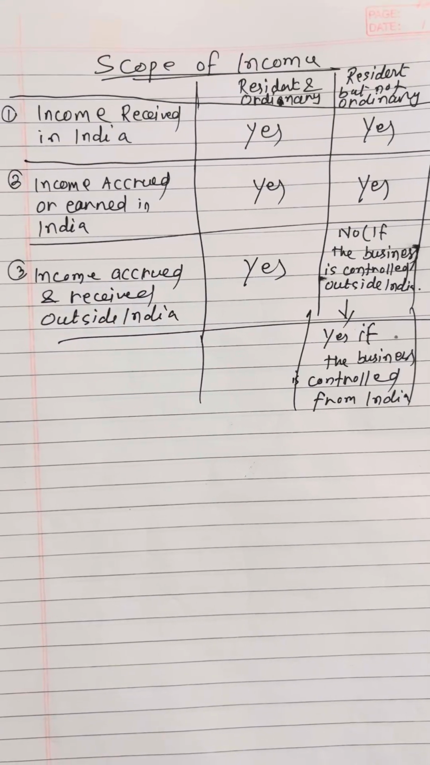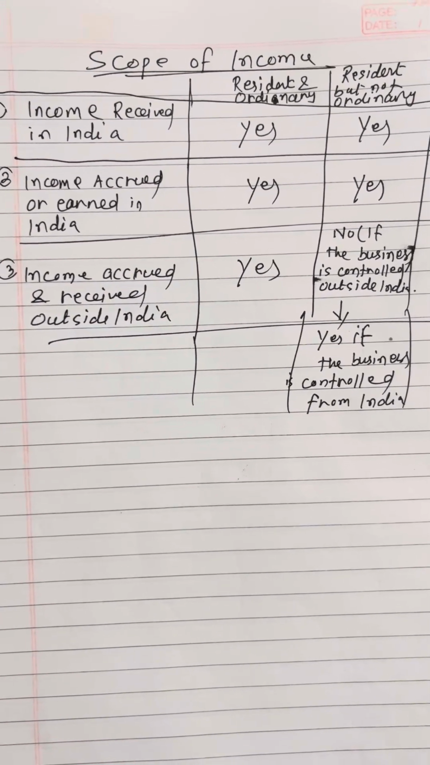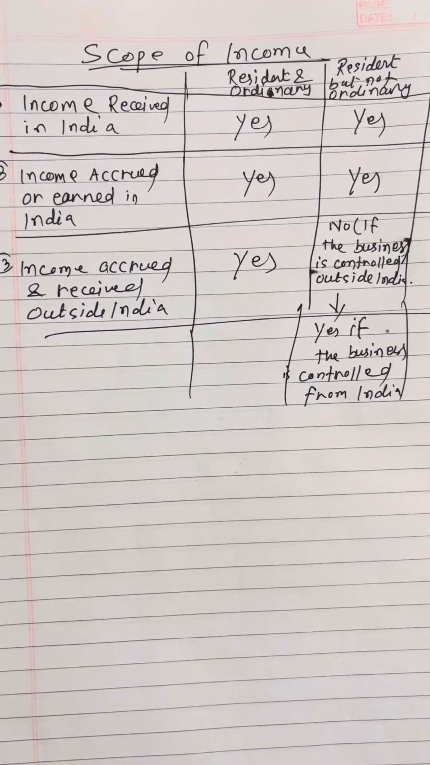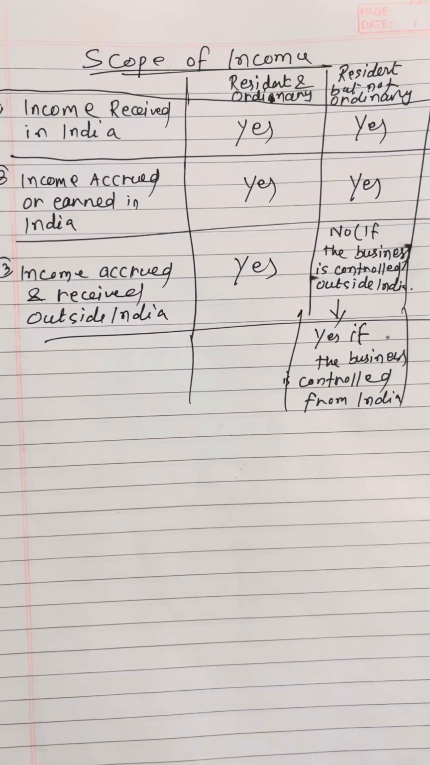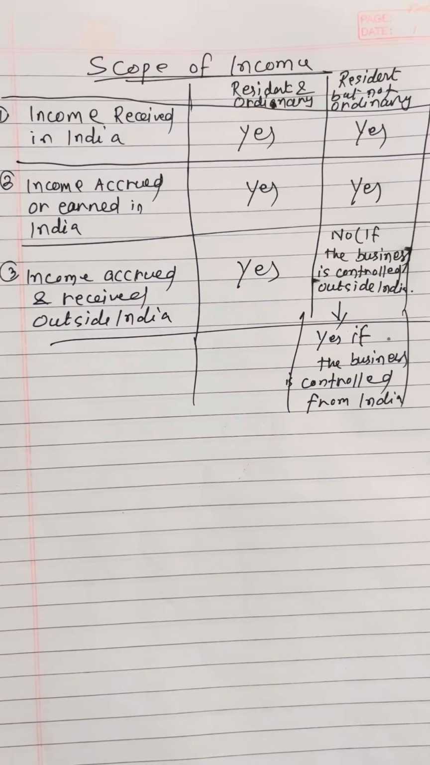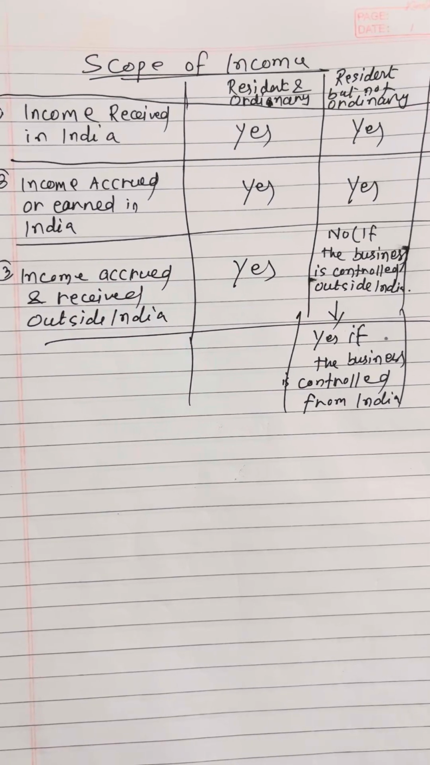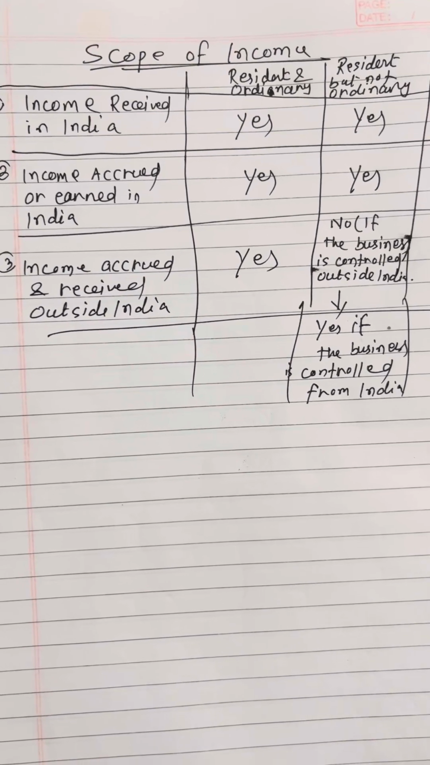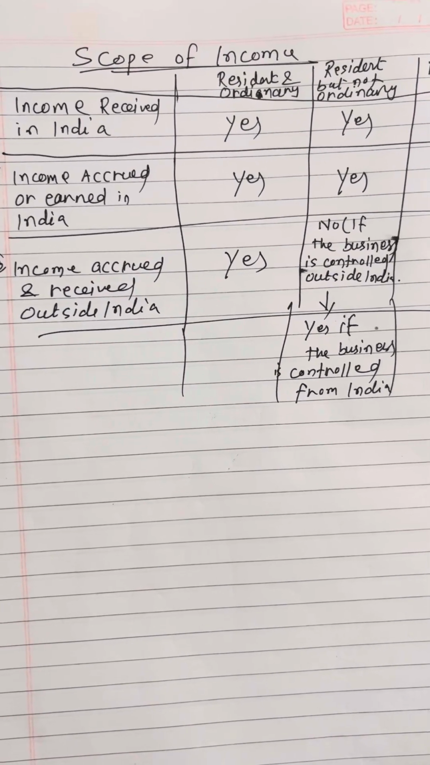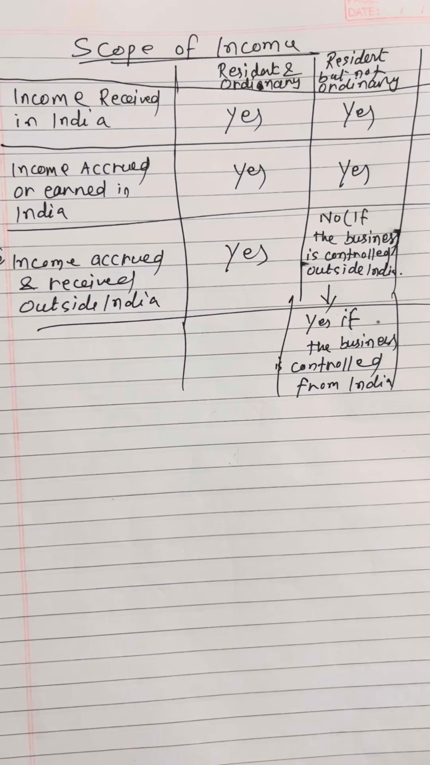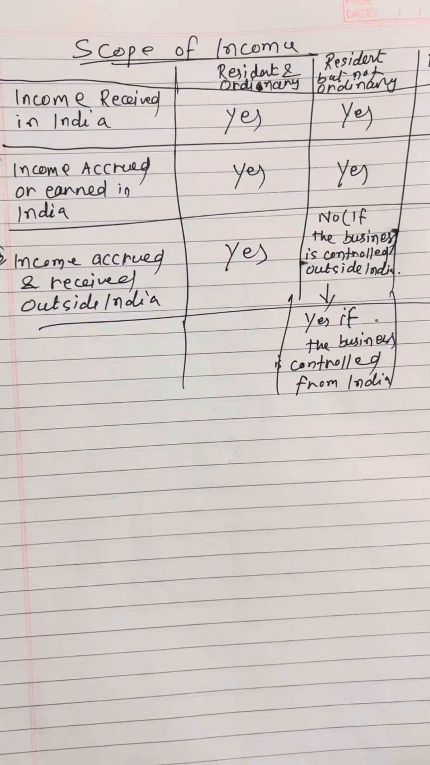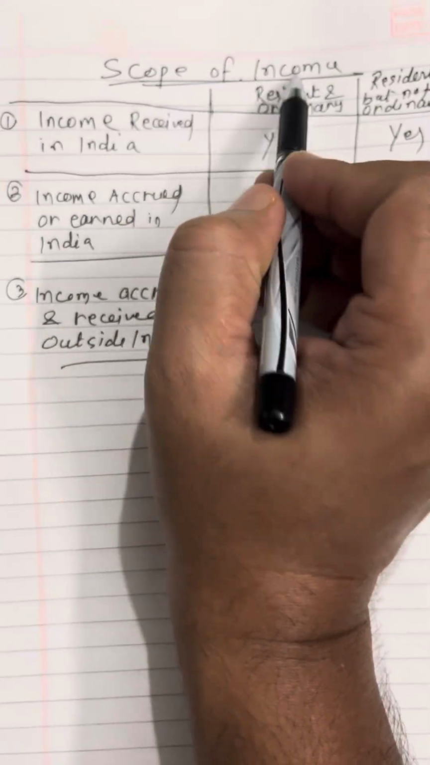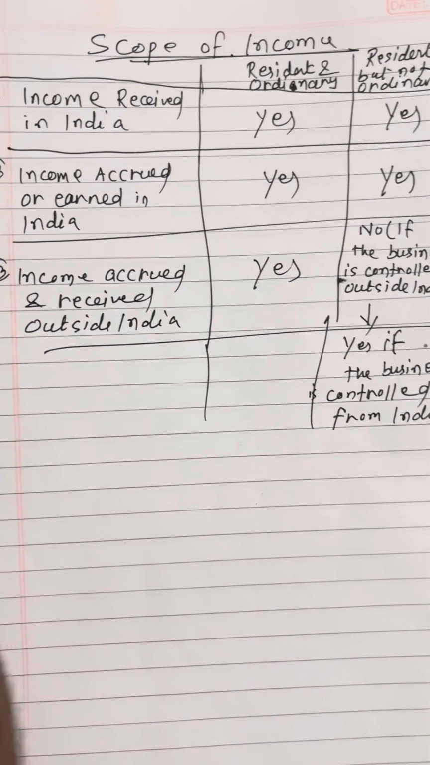Now let us, students, understand scope of income. Please remember your residential status is very important to decide your scope of income. Whether the income you earn is taxable in India or not taxable in India, your residential status plays a vital role. How does it play a vital role? Let us discuss scope of income. I have shared the table in the slides.